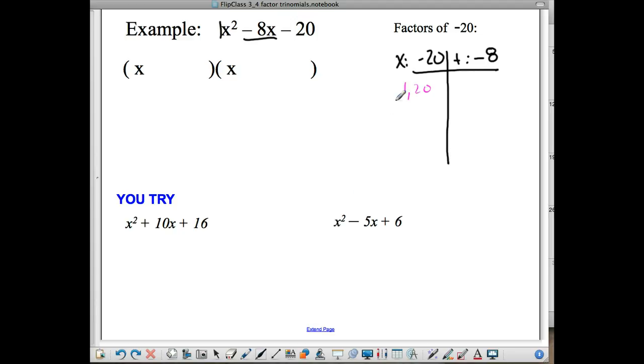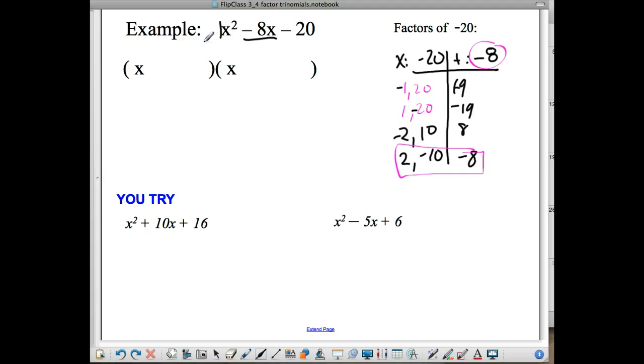So we have 1 and 20. Not just 1 and 20, because they have to multiply to a negative. So we actually have negative 1 and 20, or 1 and negative 20. So this will give us a 19, and this will give us a negative 19. And then we have a 2 and 10, so negative 2 and 10, or a 2 and negative 10. And that's going to give us an 8, and this is going to give us a negative 8. So negative 8 is what we want, so these are our numbers.